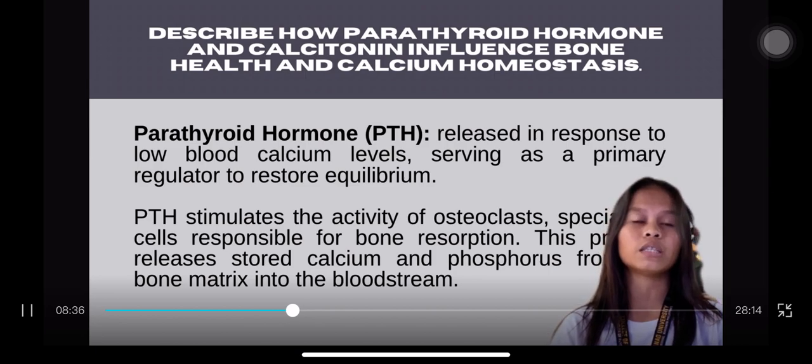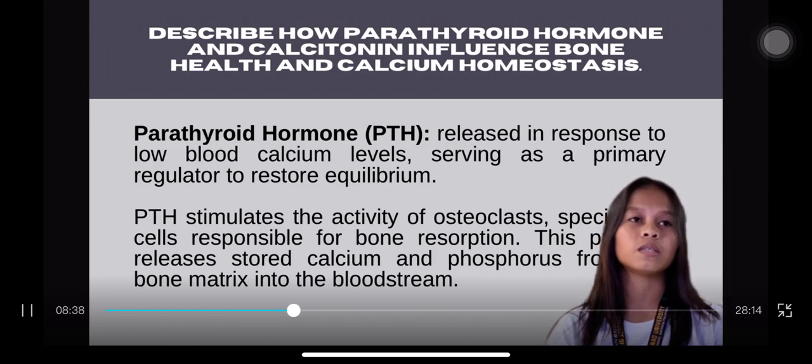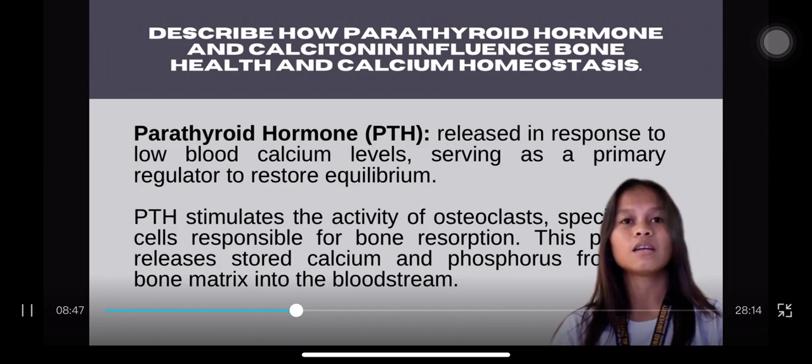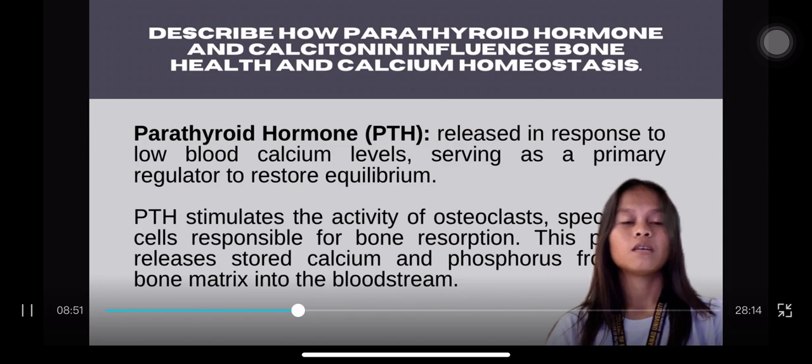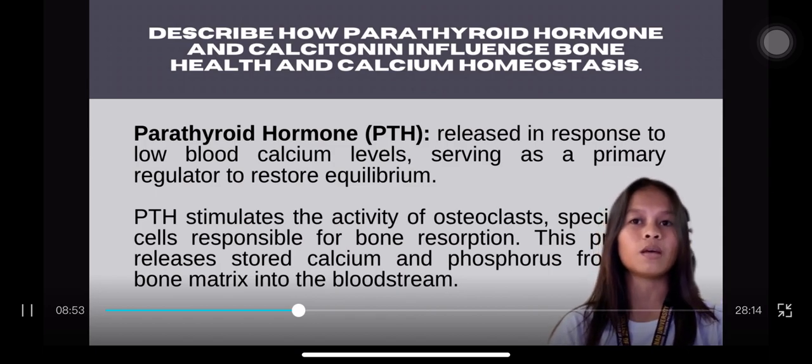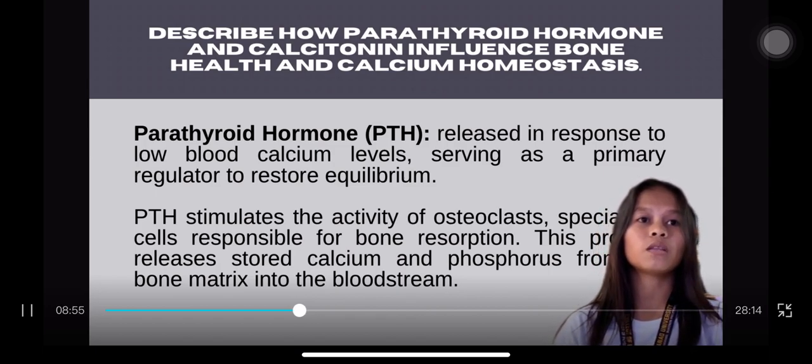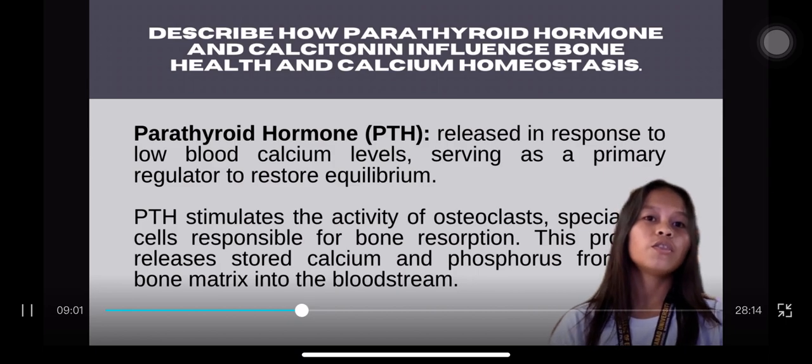Parathyroid hormone is released in response to low blood calcium levels, serving as a primary regulator to restore equilibrium. Parathyroid hormone stimulates the activity of osteoclasts, specialized cells responsible for bone resorption. This process releases stored calcium and phosphorus from the bone matrix into the bloodstream. Parathyroid hormone enhances the reabsorption of calcium in the kidney, reducing its excretion in urine.